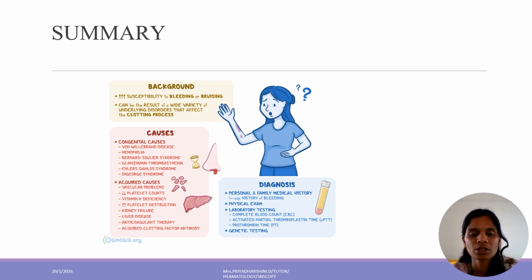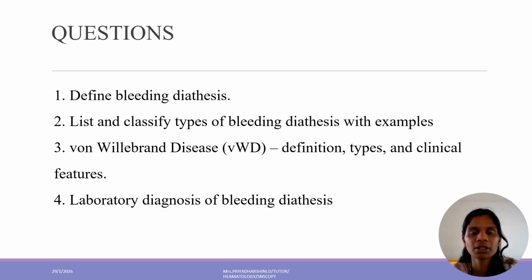So there are the applicable questions for bleeding diathesis. First one is define bleeding diathesis and list and classify the types of bleeding diathesis with examples. Third question may be Von Willebrand disease, definition, types and clinical features. Laboratory diagnosis of bleeding diathesis are the expected university questions.